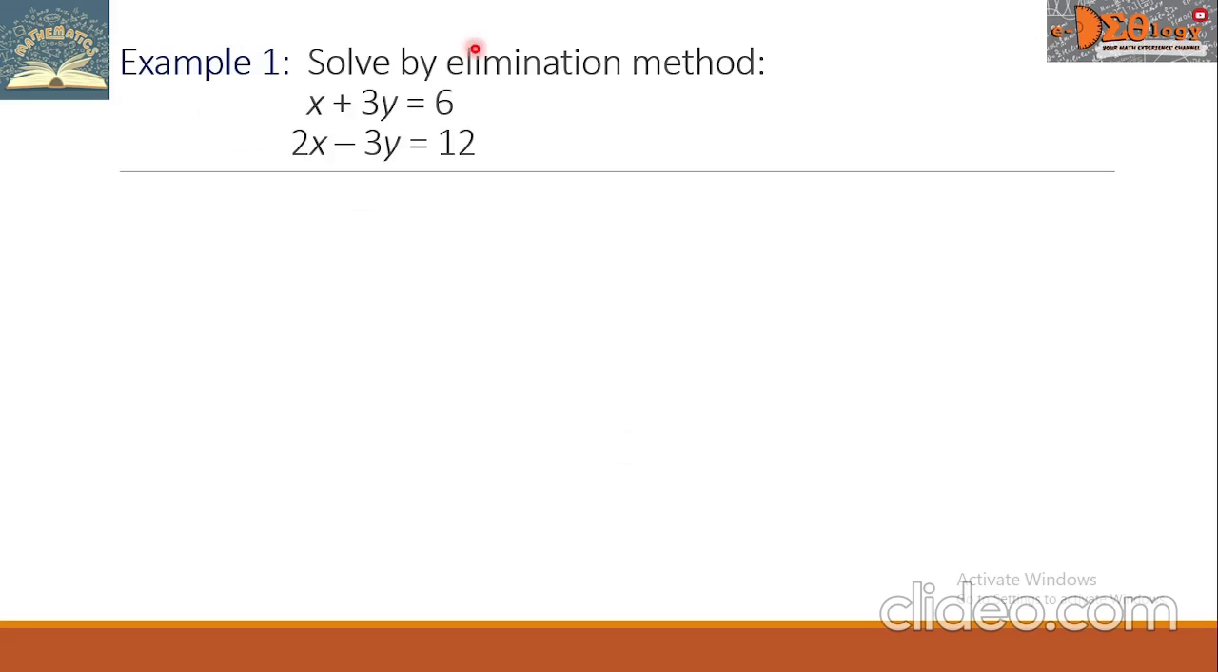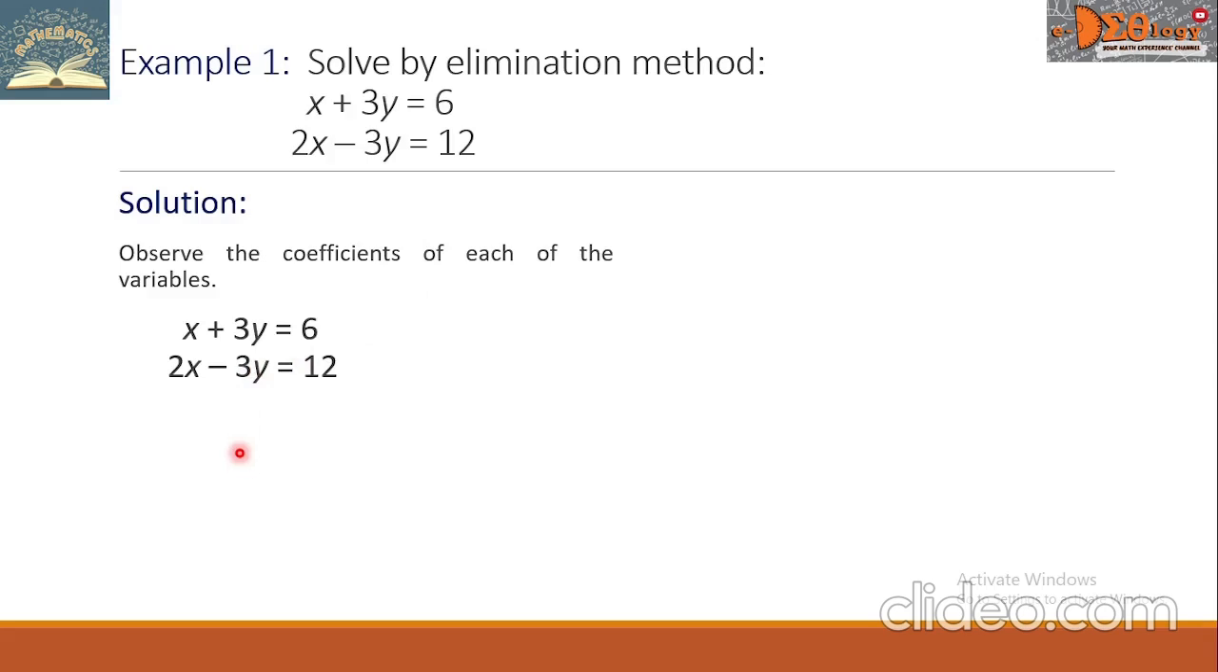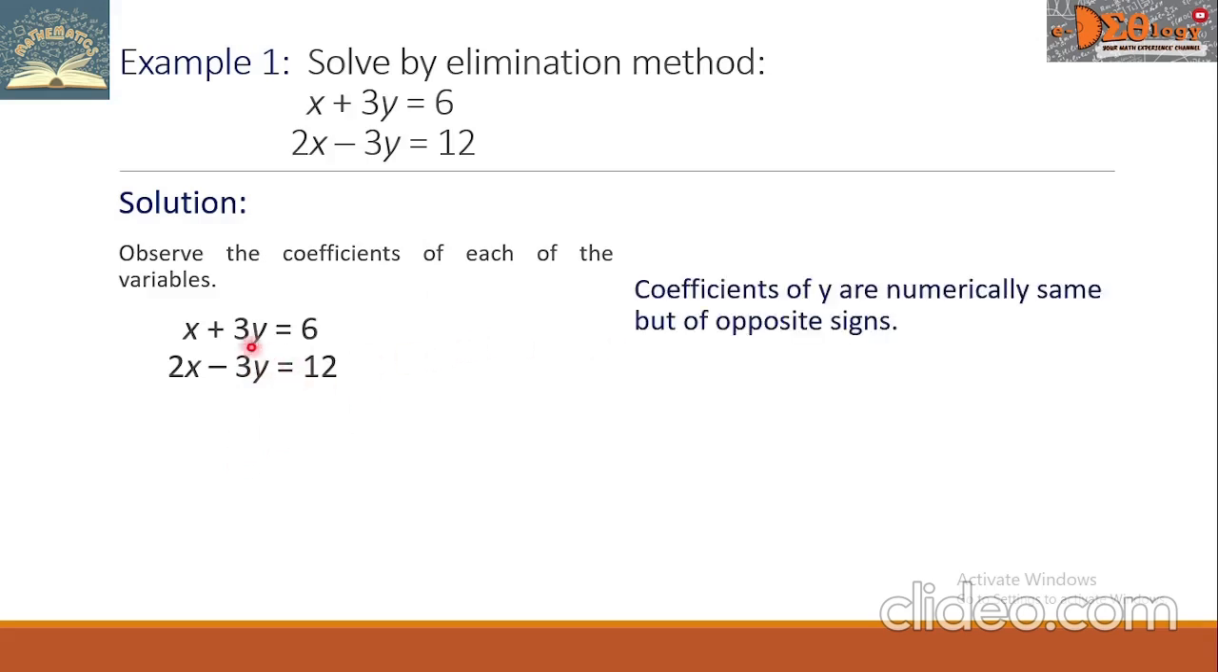Example 1. Solve by elimination method. x plus 3y equals 6. 2x minus 3y equals 12. Observe the coefficients of each of the variables. Let's copy our problem down here. Notice that the coefficients of y are numerically same, but of opposite signs. In this case, we can add the equations. When we add, the y variable will cancel out.